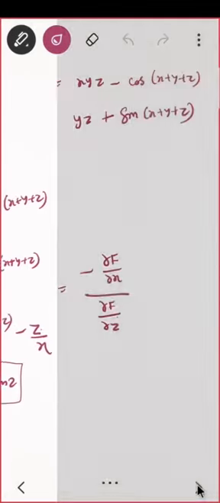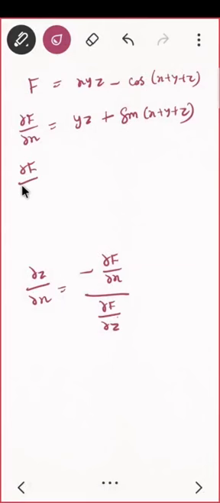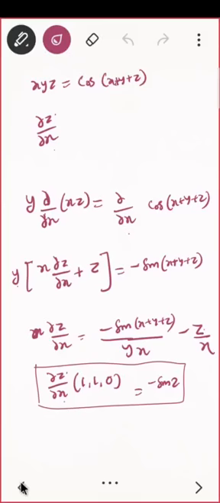Yes. What else? ∂F/∂z. It will be xy minus, with respect to z, what will it be? Cos again, so it will be again plus sine of (x plus y plus z), correct? Yes. And here also, we already got that answer, y x ∂z/∂x upon, yeah, you just need to cross multiply and you get the answer.